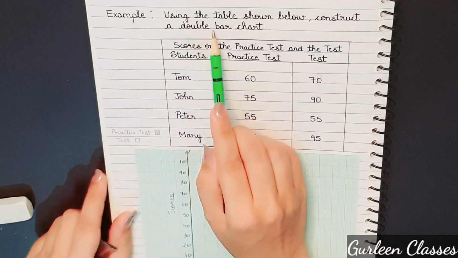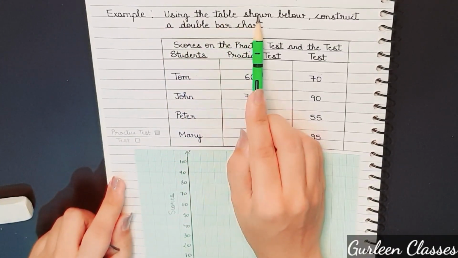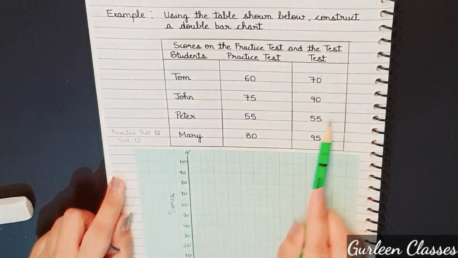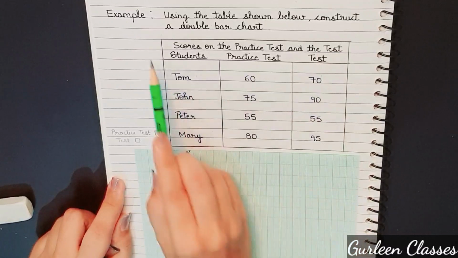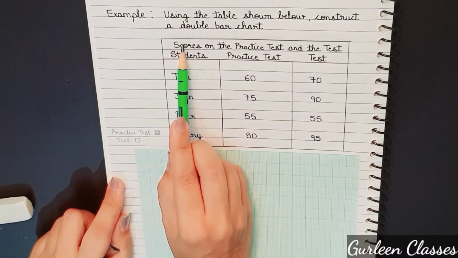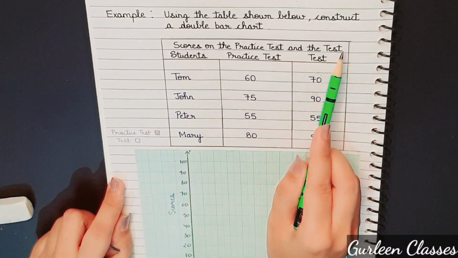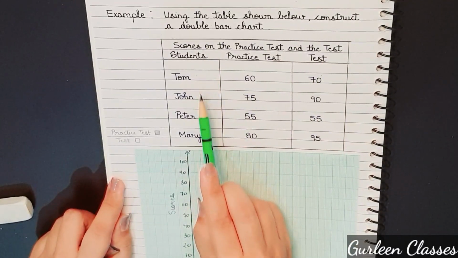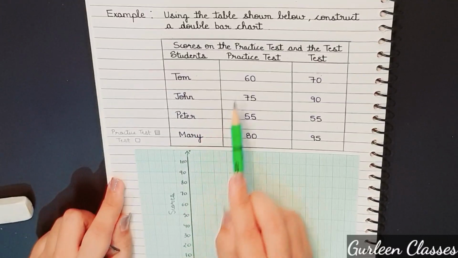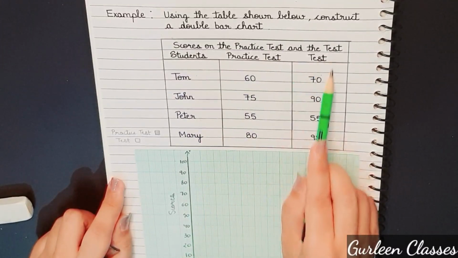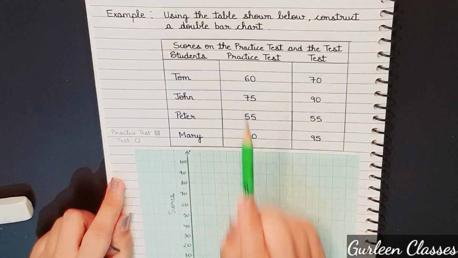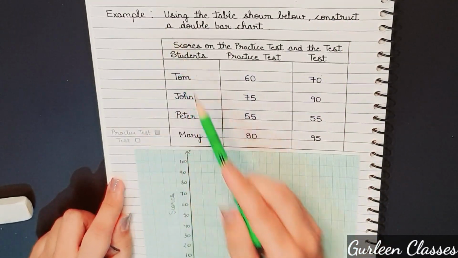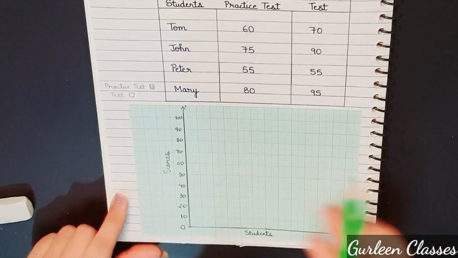So let us start with the example. Using the table shown below, construct a double bar chart. According to this table, we have to draw the double bar chart. The title is given: scores on the practice test and the test. Here the students' names are written: Tom, John, Peter, Mary. And practice test scores and test scores are written. Students, you have to draw this in the same way in your maths notebook. Write the question first, then below it paste the graph paper.